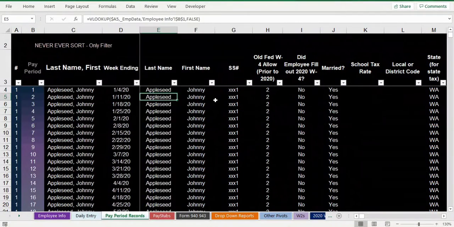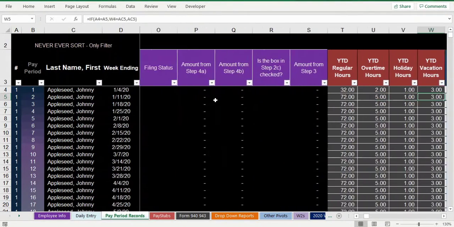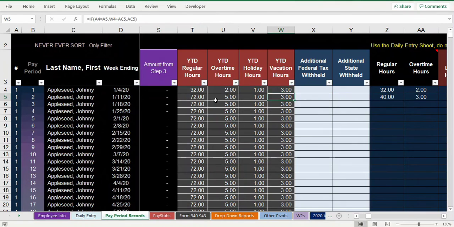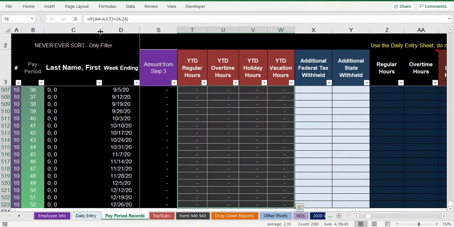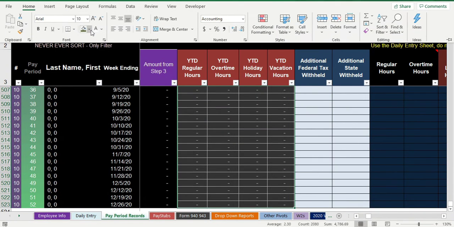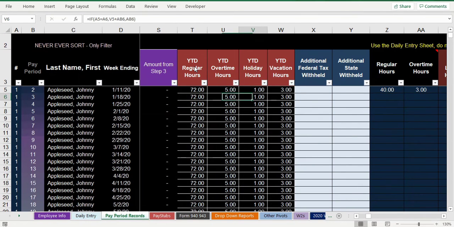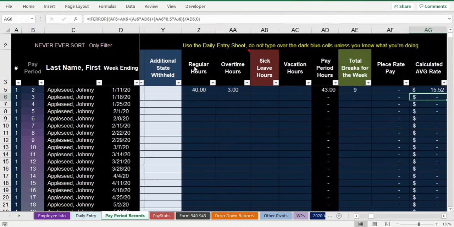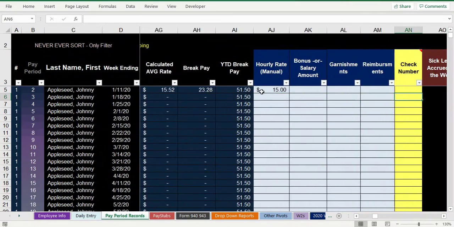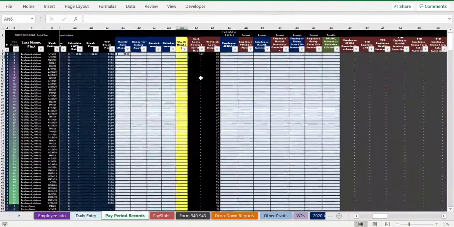And when you understand that the cells with the dark fill in the background are formulas and you're not to touch them, that includes these too. These should really all just be black. As a matter of fact, I'm just going to make them that way right now. So all this stuff you don't touch, but then you can start touching stuff that has the light background. It's pretty easy to read that way when you look at it like that.